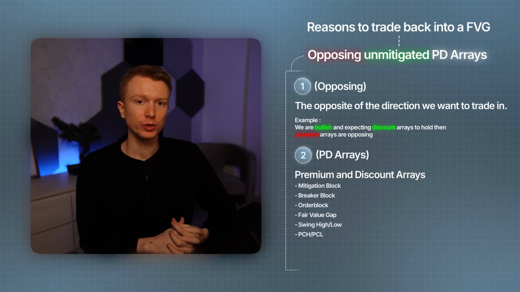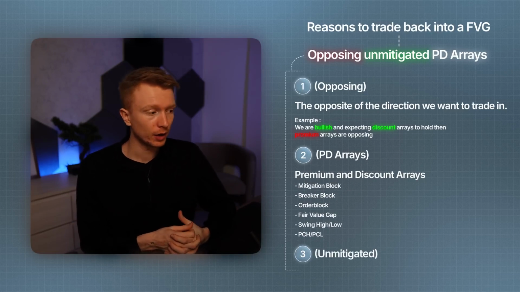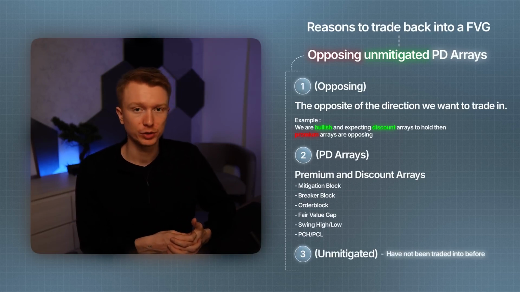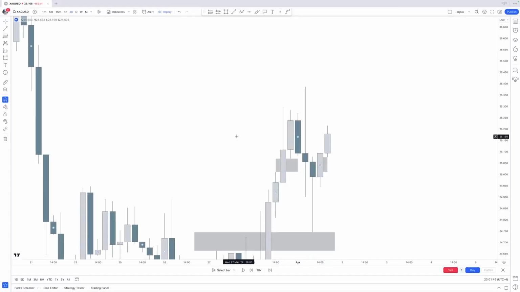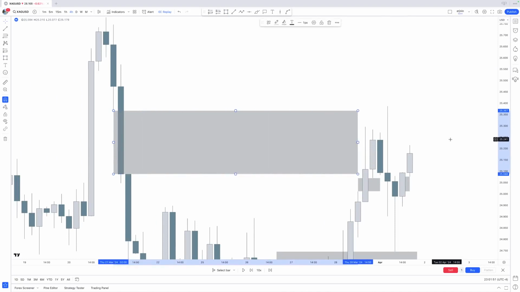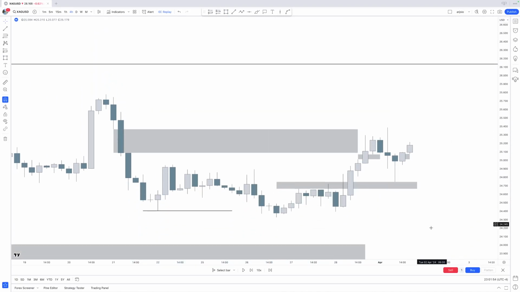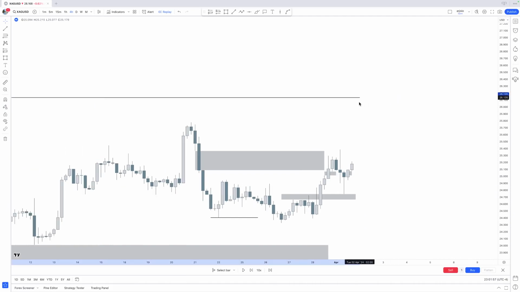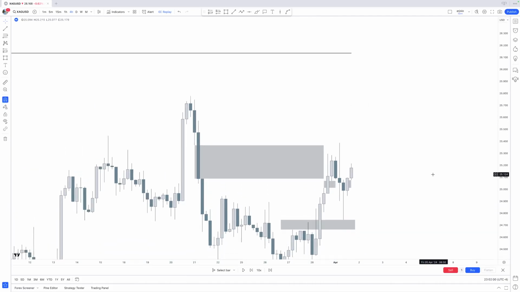And of those PD arrays, what does it mean that they are unmitigated? They are unmitigated when they have not been traded back into before. So for example, right here, we see this fair value gap, which is an unmitigated opposing PD array on our path towards the draw on liquidity right there. Those premium arrays, we do not necessarily expect them to hold, but they do act as a potential rejection area where we can still continue lower from a little bit to move back into a fair value gap to then continue higher. So that's quite a lot, and I want to simplify that as much as I can.